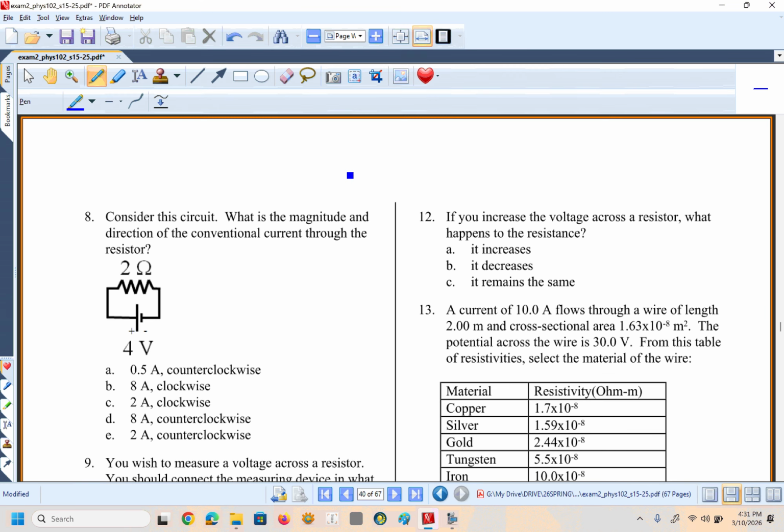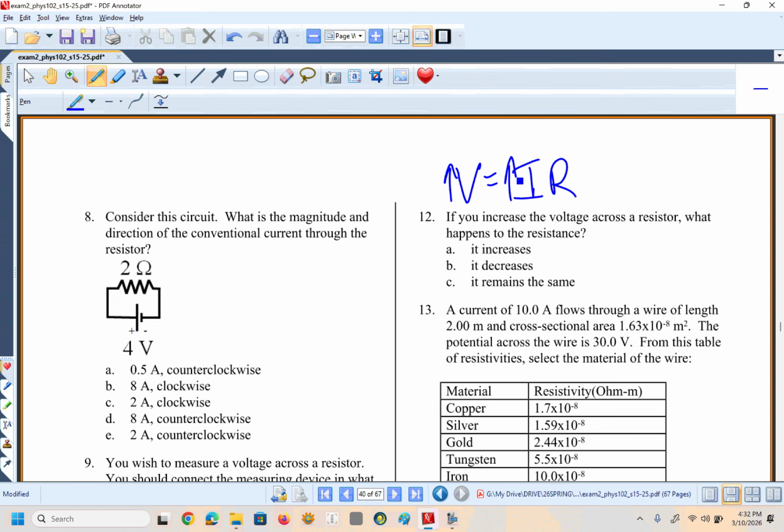This one, if you increase the voltage across the resistor? Yeah. So if you increase the voltage across the resistor, what happens to the resistance? This comes up in a couple of places. I know that V is equal to IR, so you might say that if I increase the voltage, that should increase the resistance. But that's not true. If I increase the voltage, the current changes.